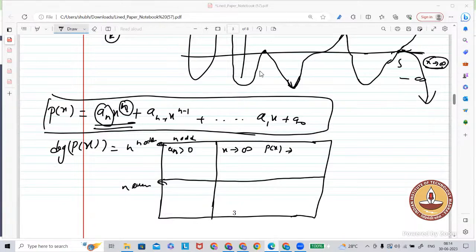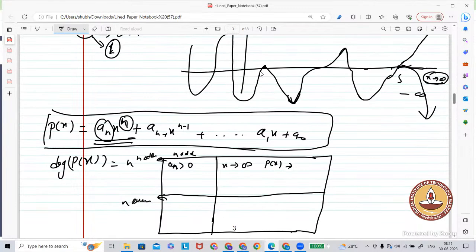In this case, if x is positive, meaning a very large positive number, like this side, the output you will get here, because a_n is positive, is going to be positive. If x goes to the negative side, a different case will arise. If it is going to the negative side, this side, the larger negative side, then the polynomial goes below. You will get a very large negative number here.